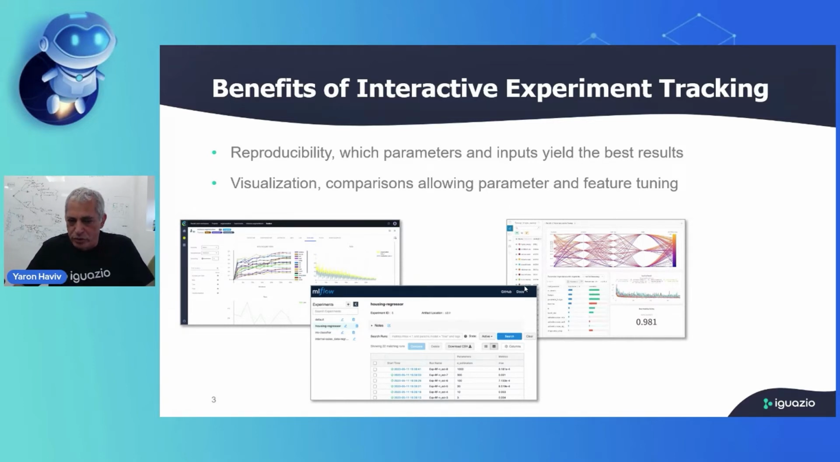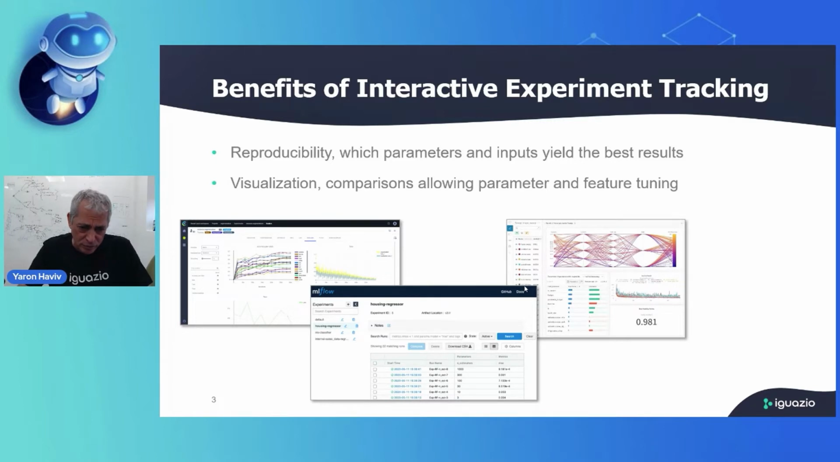Initially, it started with two main reasons. We want to be able to run different parameter sets, different inputs, and compare across different runs. This run was better because it's using different parameters. If we repeat the same parameters, the same data, the same code, we're probably going to get the same result. So that's the first reason people started with experiment tracking.